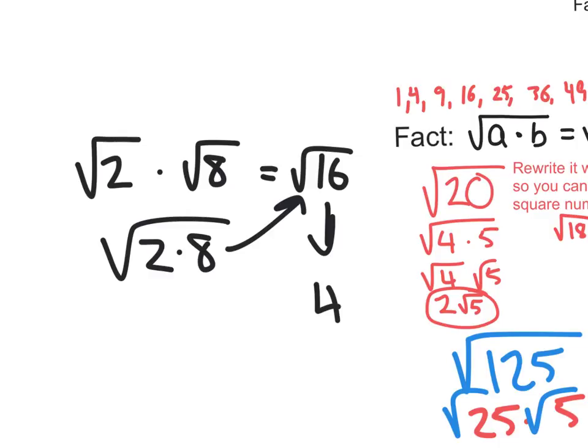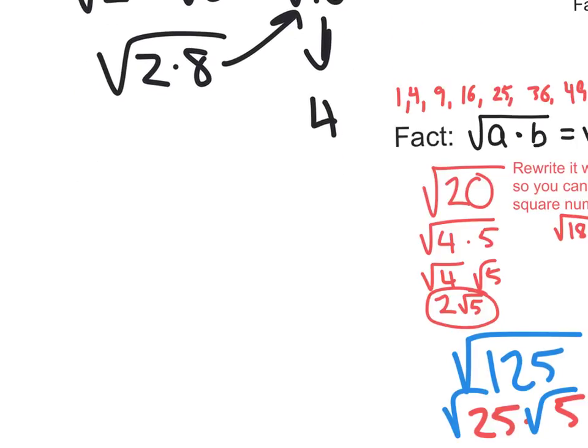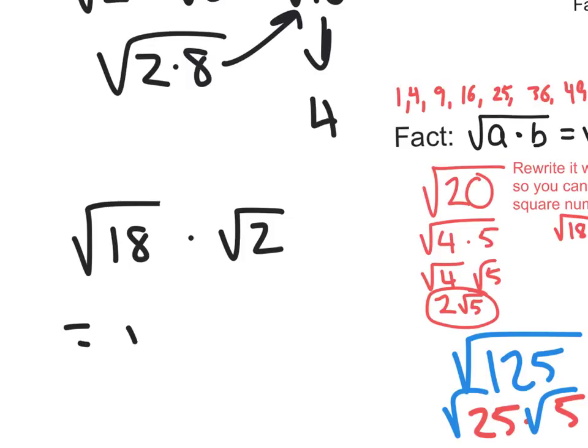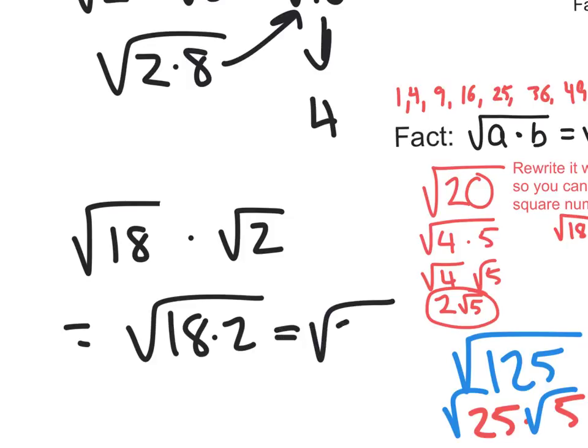Does that make sense? No? Okay, so how about this? Let's say the square root of 18 times the square root of 2, right? That's a good idea to put them together, using the rule backwards and writing them as 18 times 2. Why is that? Because 18 times 2 is what? 36. And the square root of 36 is what? 6. You see how we got that answer? By putting these guys together.